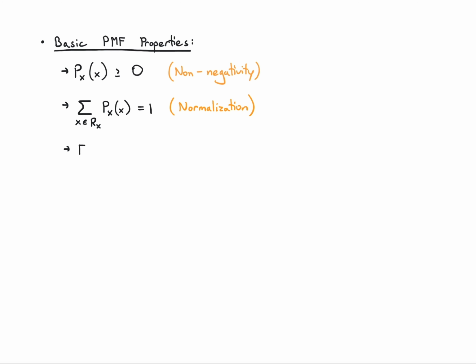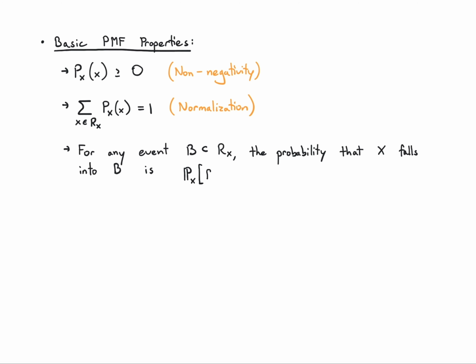And the last one is that if I pick up an event, which is a subset of the range, then the probability that x falls into that set B is something that we call P sub x of B. I'll say more about that in a second, but in our shorthand, it's the probability that x falls into B, which I just get by adding up all the x in B and summing up the PMF. And this is additivity.